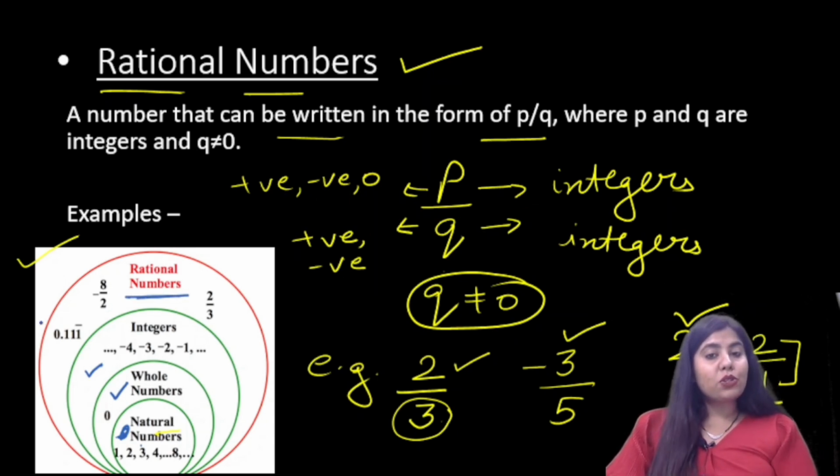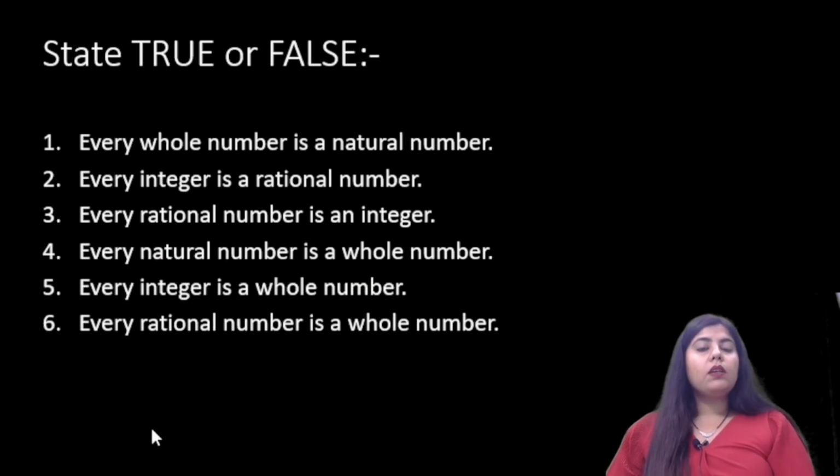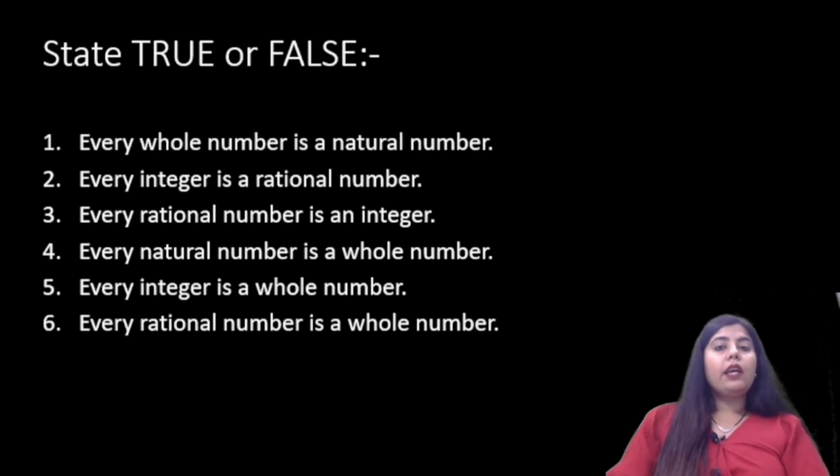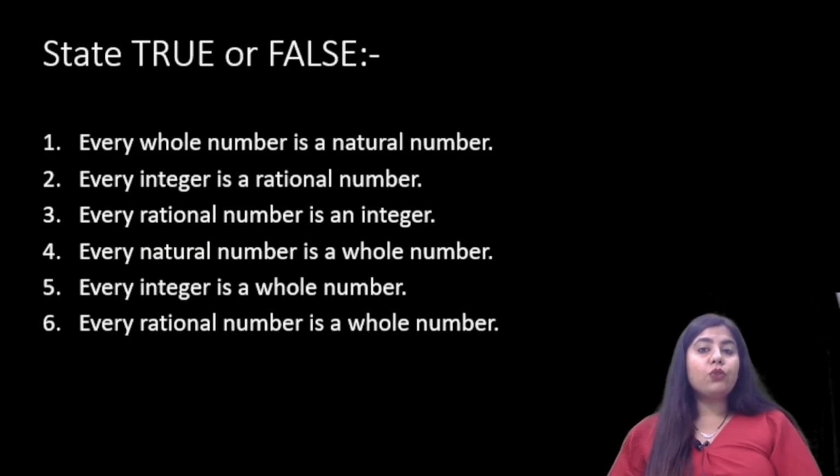This picture is showing that rational numbers have integers, whole numbers as well as natural numbers. Integers have whole numbers and natural numbers. Whole numbers have natural numbers in them. Now, after that, let us discuss this question. In this question, we have to state true or false.